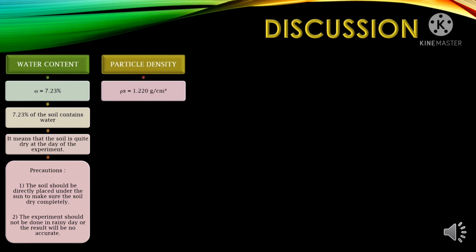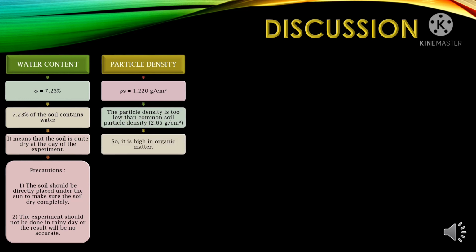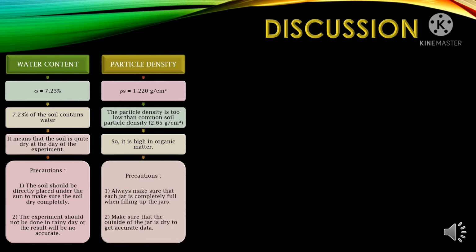Then is the particle density test. Particle density of the soil is 1.220 gram per cm cube. The particle density is too low compared to common soil particle density, which is 2.65 gram per cm cube. So it is high in organic matter. As to precautions, always make sure that each jar is completely full when filling up the jars, and then make sure that the outside of the jar is dry to get accurate data.